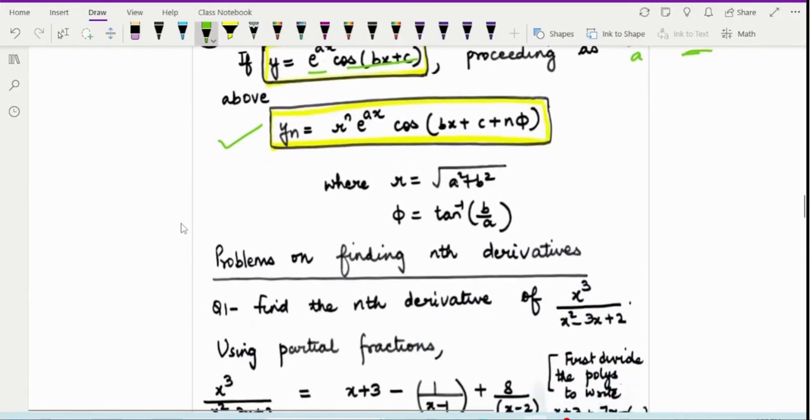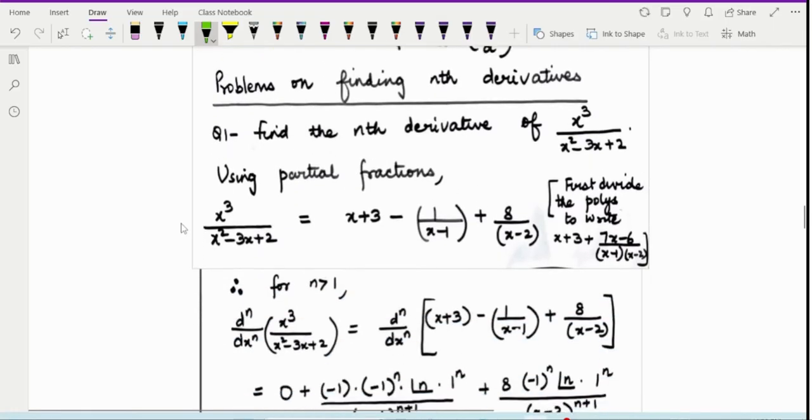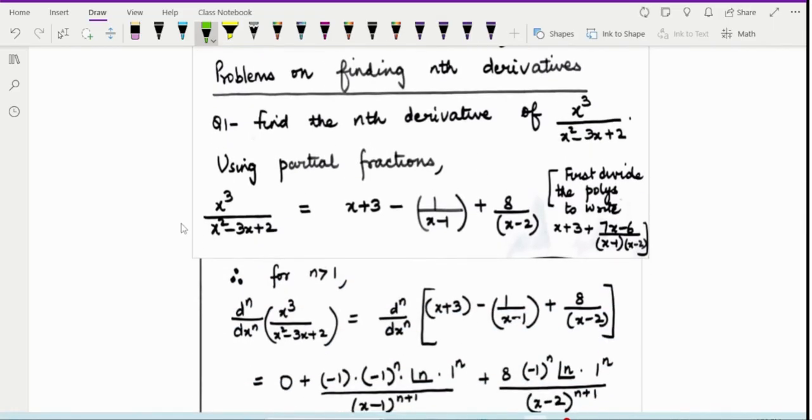Now let's use these formulae to find the derivatives of something which is not straight in terms of these standard derivatives, but yes, you can do something to make them come in this form and then use the formula straight off. For example, look at question number 1. It's x cubed upon x squared minus 3x plus 2 given to us, and we are expected to find the nth derivative of this function.